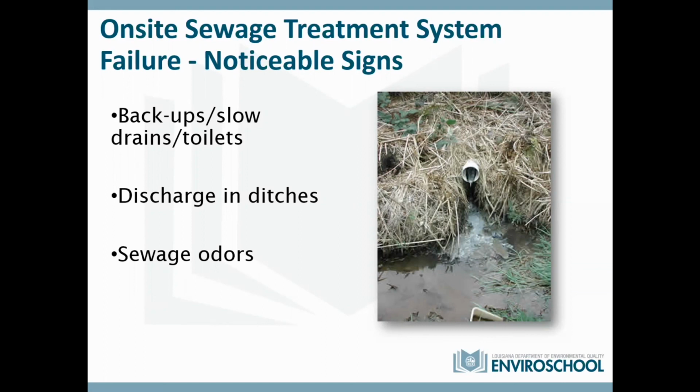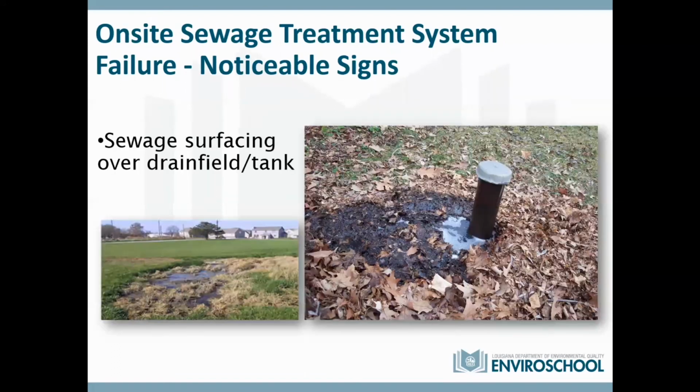You can also see it in the ditches. This picture to the right, you see it's kind of gray. It's got some stuff hanging out the pipe. Whenever I see that, I know the sewage is not being treated very well. And then you can smell it. When it's out there not being treated properly, you can tell there's a sewage odor.